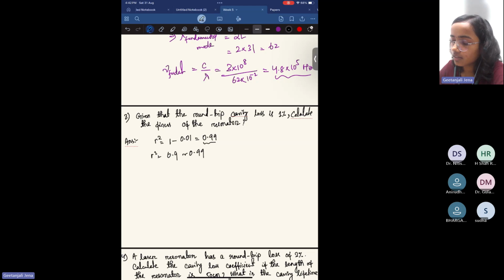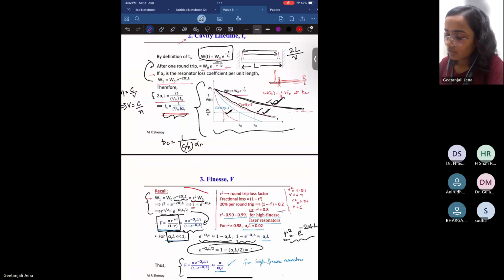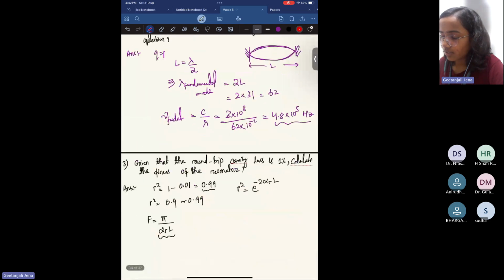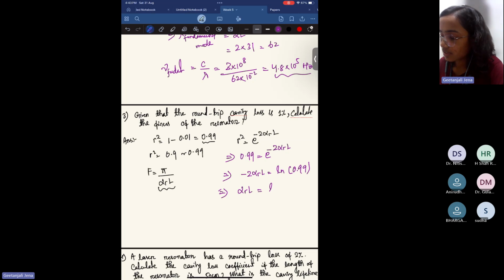So that means you can easily use this formula, that is F equal to pi over alpha RL. And how can you find alpha RL? If you recall, R square is equal to e to the power minus 2 alpha RL. We've seen this before: if you go through the cavity once. So R square is e to the power minus 2 alpha RL. R square is given, it is 0.99, and it is equal to e to the power minus 2 alpha RL. So if you take the ln on both sides, minus 2 alpha RL is ln 0.99. So alpha RL you can easily find from here. It's nothing but minus ln 0.99 divided by 2.